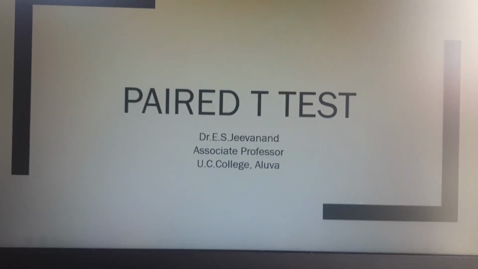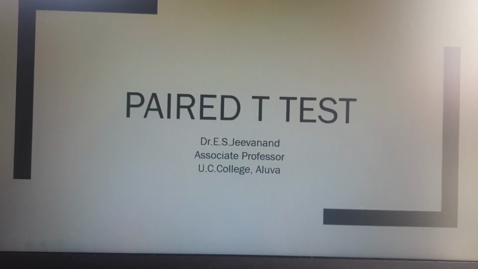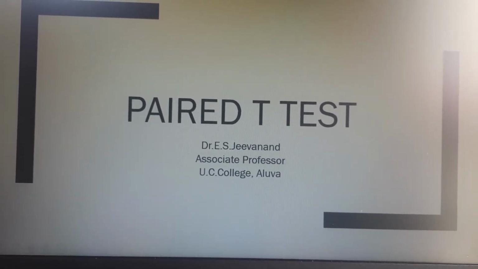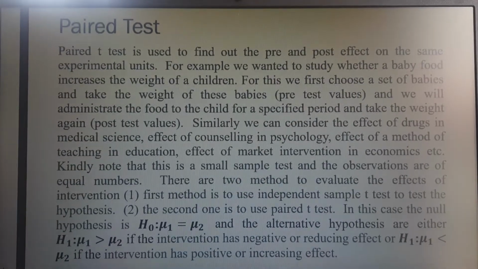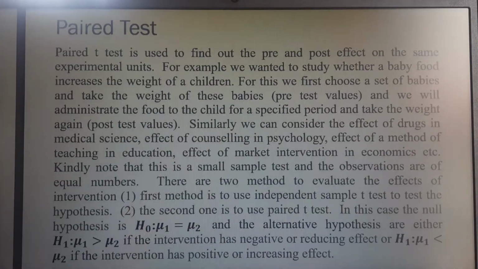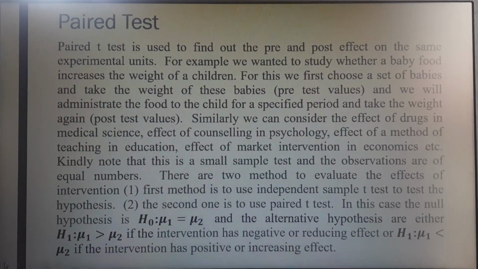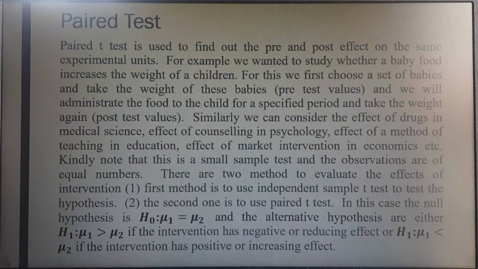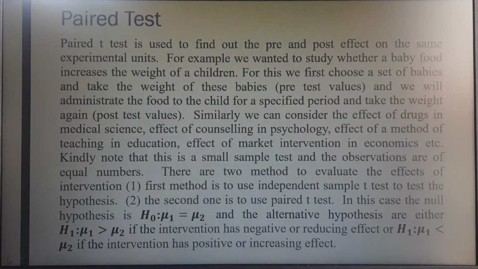T-test. This is the last section of parametric test to be studied in this year. Paired t-test is used to find out the pre and post-test effect on some experimental unit. That is to compare the pre-test score and post-test score of some intervention in economics, medicine, psychology or education.